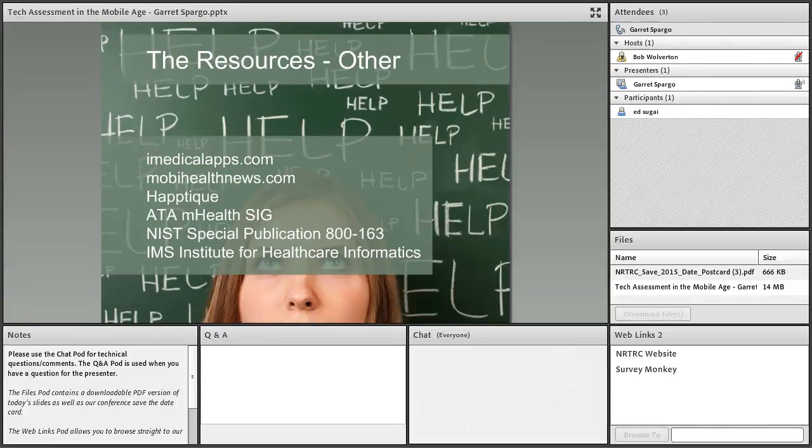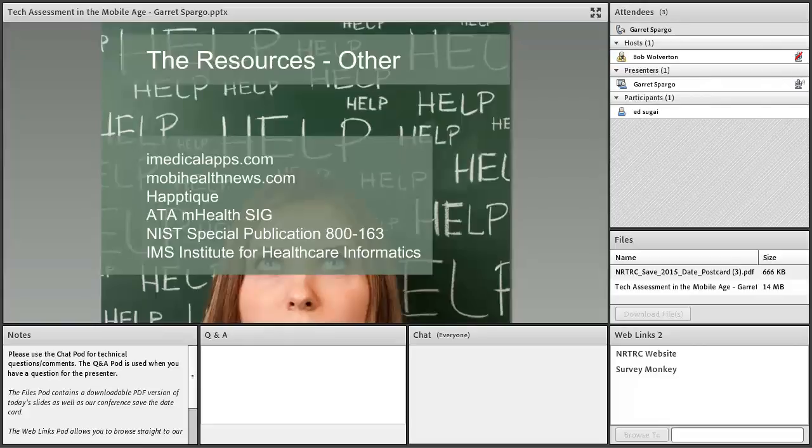Now, there are other resources out there right now. There's imedicalapps.com and Mobi Health News, that both provide news and reviews of a couple of applications. There are other systems out there; a kind of popular one right now is called Haptik. There are other systems that are in the works as well.